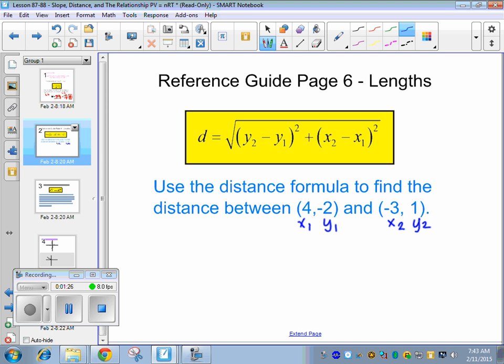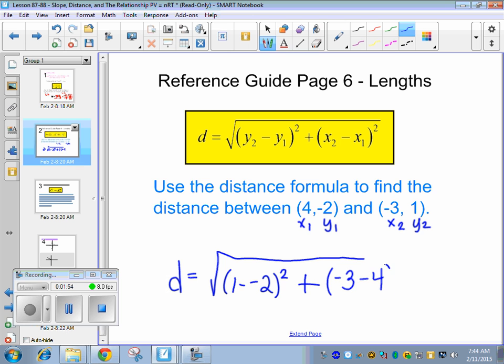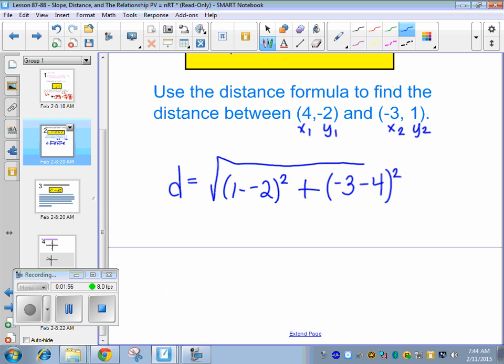It just helps sometimes. Okay, so then we have d equals the square root of y2 minus y1. So 1 minus -2 squared. Always a plus in the middle. Okay, so minus signs in the formula, but a plus in the middle. So now we've got x2 minus x1. So -3 times 4 squared.